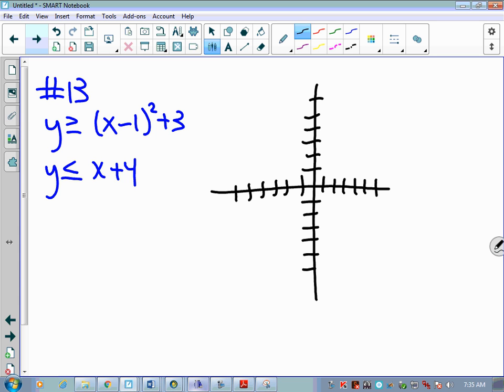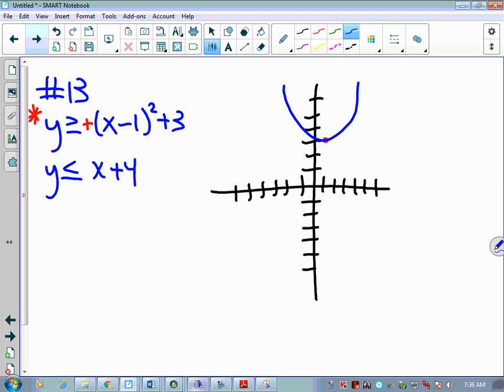Okay, we'll start with that. All right, so on this guy right here, it's going to open upwards because this is positive. The coordinates of the vertex are going to be to the right 1, up 3. So to the right 1, 1, 2, 3, about right there. And we're going to open up from there. Okay, let's see, and we want greater than, which means we're going to shade inside.